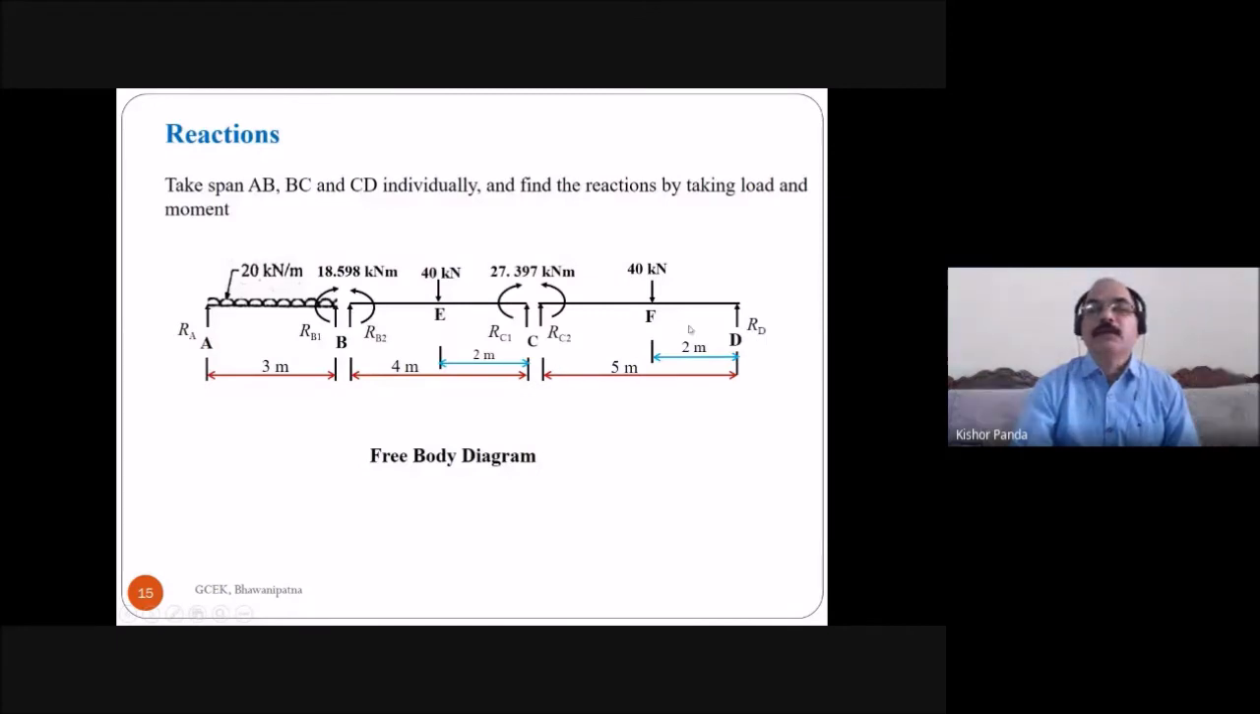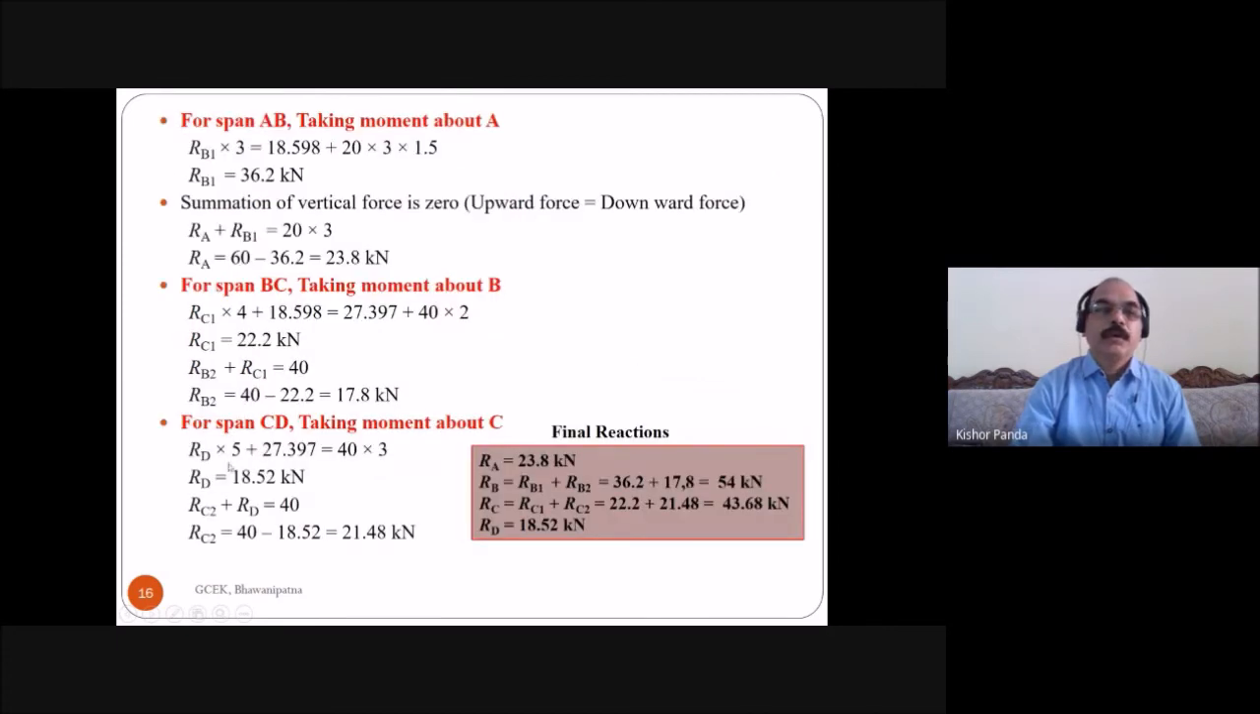Then take span CD. Again you take the moment about the support C. Then RD into 5 anti-clockwise, and here this moment is also anti-clockwise. RD into 5 plus 27.397 is equal to 40 into 3 meter. Then after simplification, you will get RD is equal to 18.52 kilonewton.